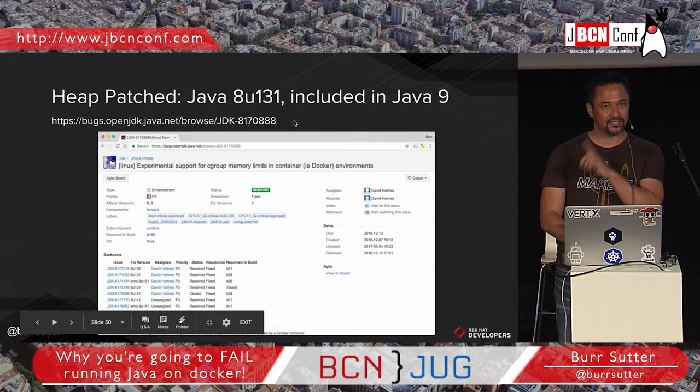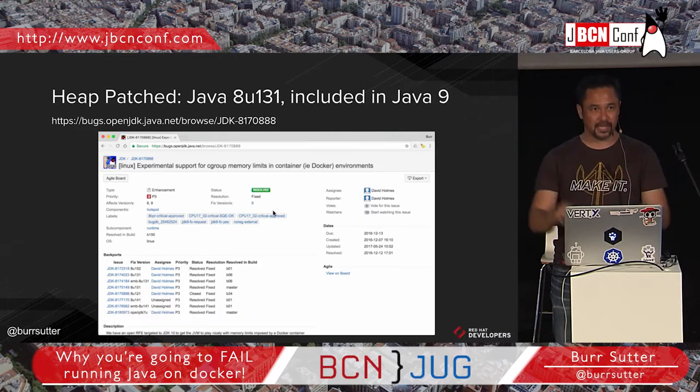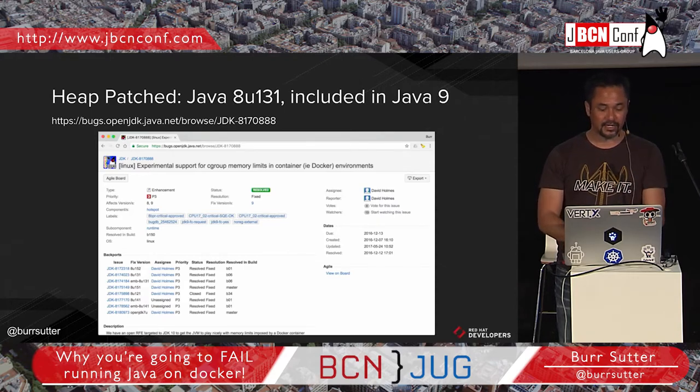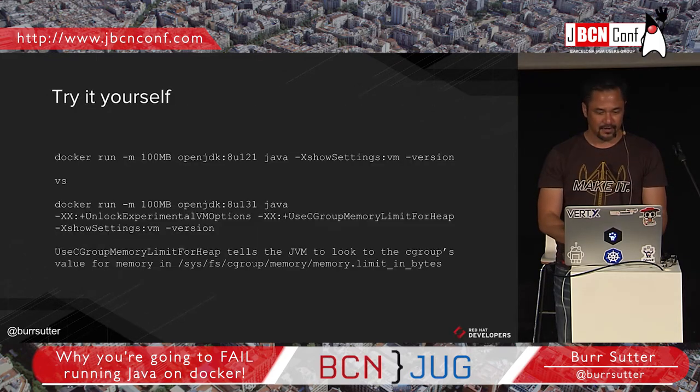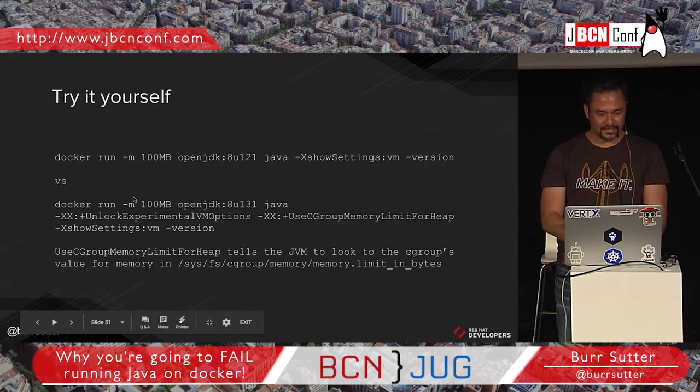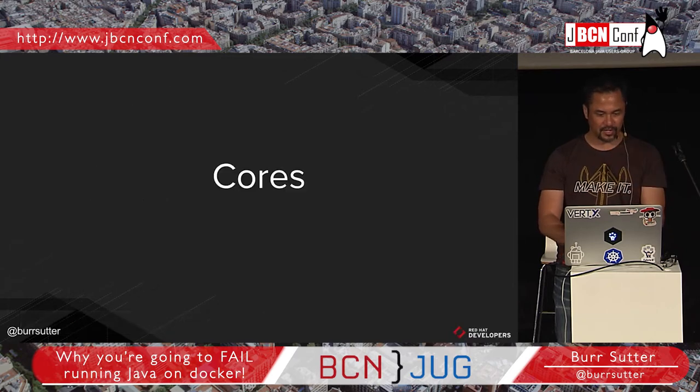Also, we showed you the patched 8u131. So if you use the experimental options, it does calculate heap vastly better than it did before, and that does work. And you can actually go to the bug and read about it. You'll see a person from Red Hat who suggested the idea. Okay. You can also do things like this. Right here, unlock experimental options. That's the C group testing. I put all this in the slides so you guys have it for your own review later on. You can try those things.